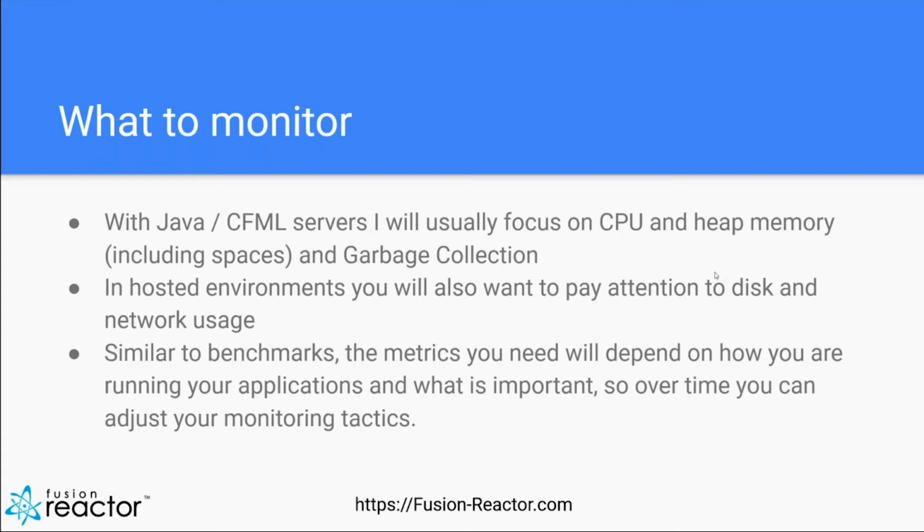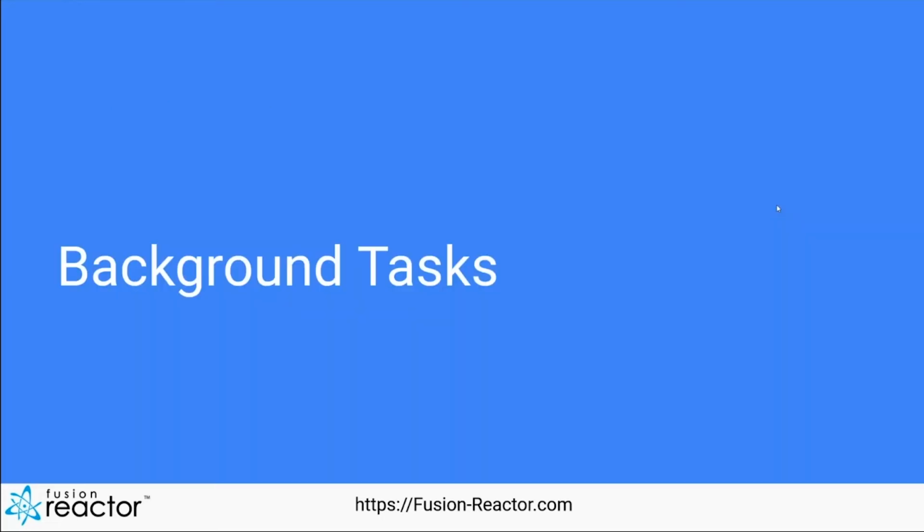The metrics you need ultimately will depend on how you're running your applications and what's important to you. So over time, you adjust these metrics and these monitoring tactics to suit your environment better. It's all about refinement. So you refine your resource usage and you can manage what's an acceptable level and take that going forward. The fourth point I want to talk about is background tasks.